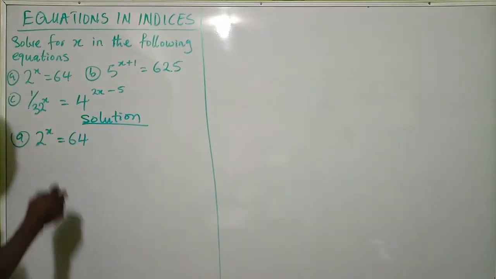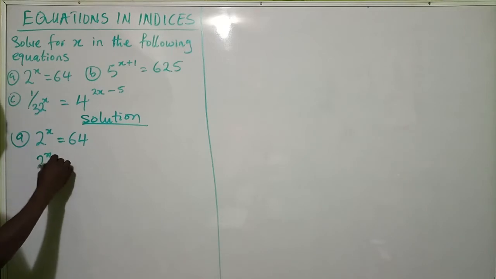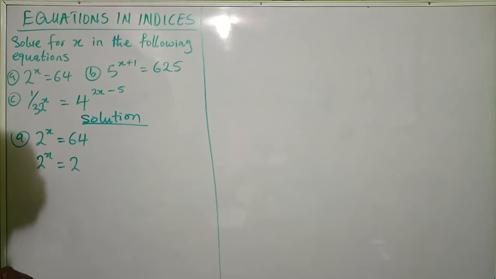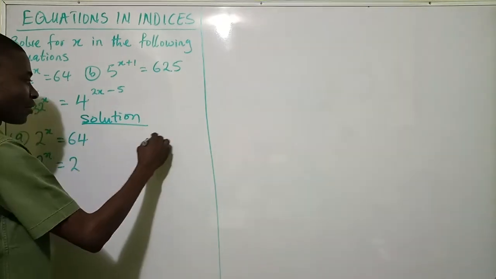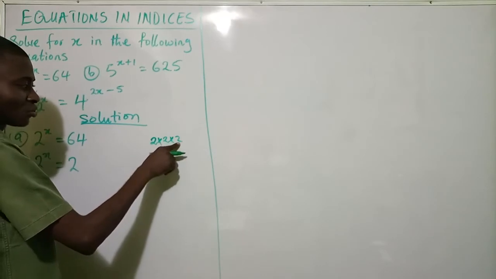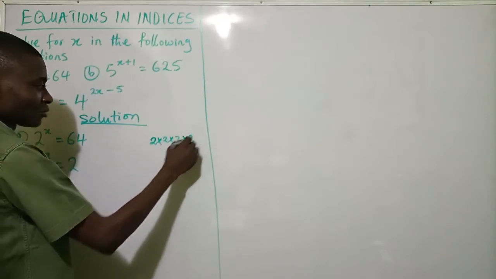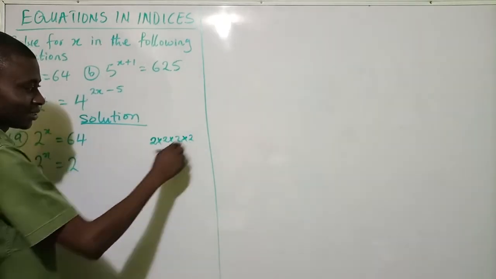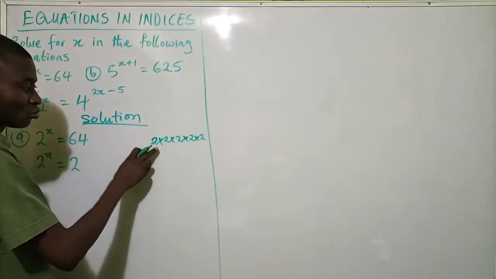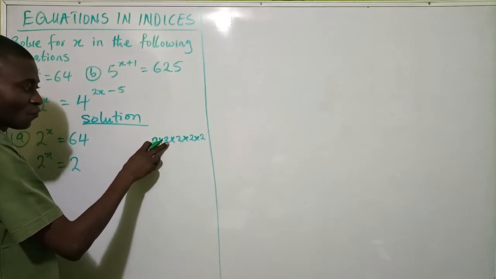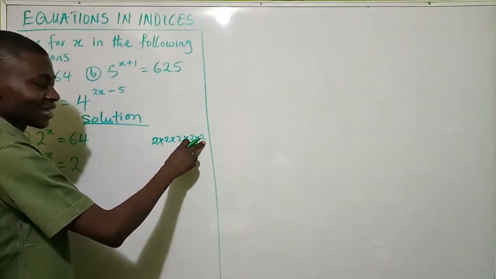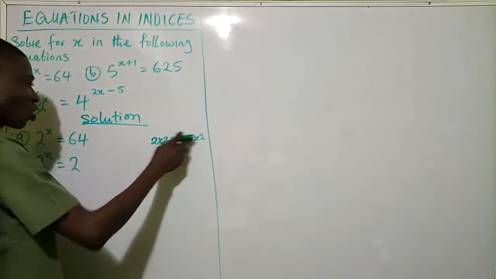That will be 2 raised to the power of x. 2 raised to the power of what gives me 64? Like you have 2 times 2 is 4. 4 times 2 is 8. Times 2 is 16. Times 2 is 32. Look at it: 2 times 2, 4. Times 2, 8. Times 2, 16. Times 2, 32. Now, this is not up to 64 here.